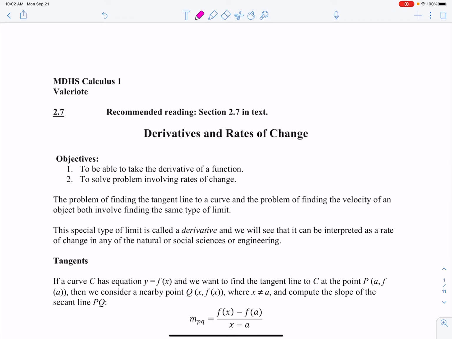All right, welcome to section 2.7, derivatives and rates of change. Derivatives are something we're going to be talking about for most of the entire semester, so it's definitely good to understand what's going on with these things.